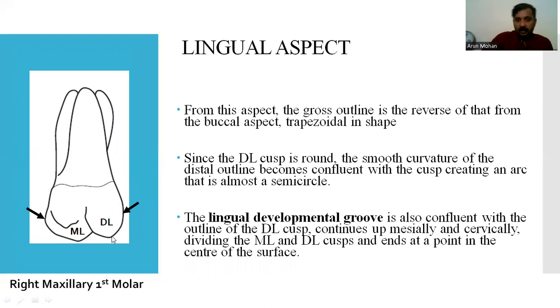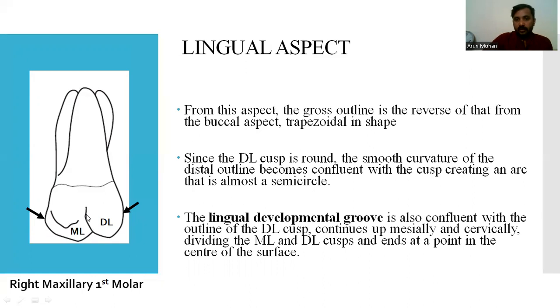So the distal cusp slope of the distolingual cusp will be confluent with the distal outline. The round distal outline will be like one semicircular curvature extending from the cervical line to the distolingual cusp, almost forming a semicircular arc. The lingual developmental groove is another important structure present on the lingual surface.